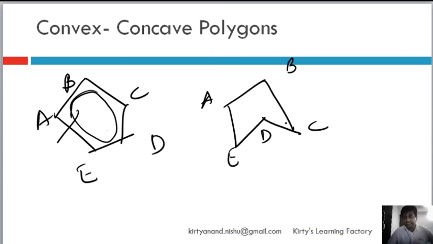Whereas in a concave polygon, there could be cases where when you join 2 vertices, the line segment or some part of the line segment will fall outside. So in this, we see that the moment we join point E and C, this line segment is outside the region of the polygon. Therefore, these kind of polygons are known as concave, and these kind of polygons are known as convex. So that's the difference between concave and convex polygons.